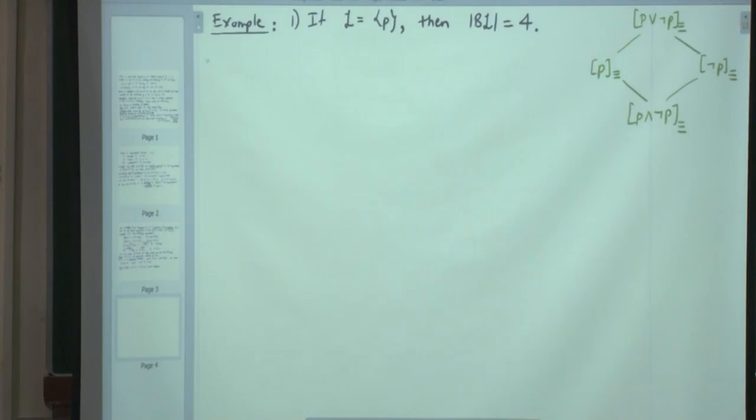Okay. Second example. If L is equal to PQ, then size of BL is 8. And how do you obtain that?